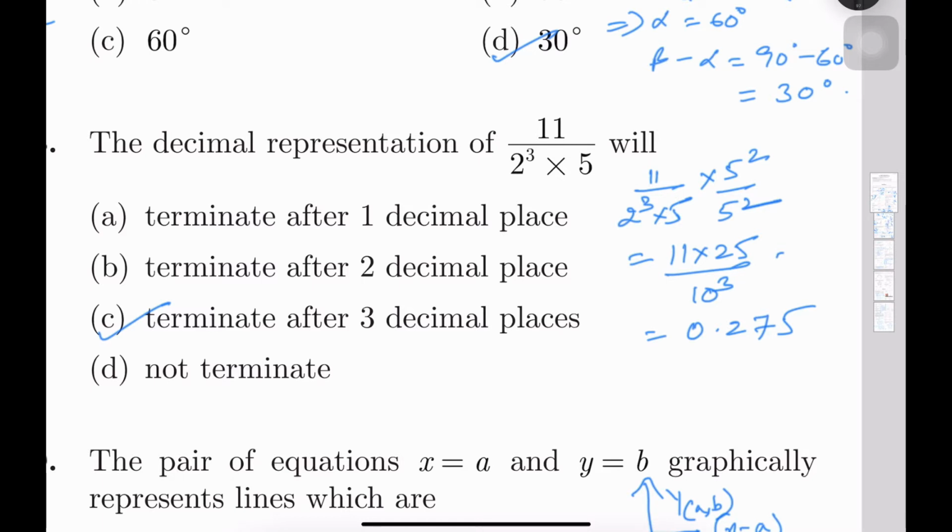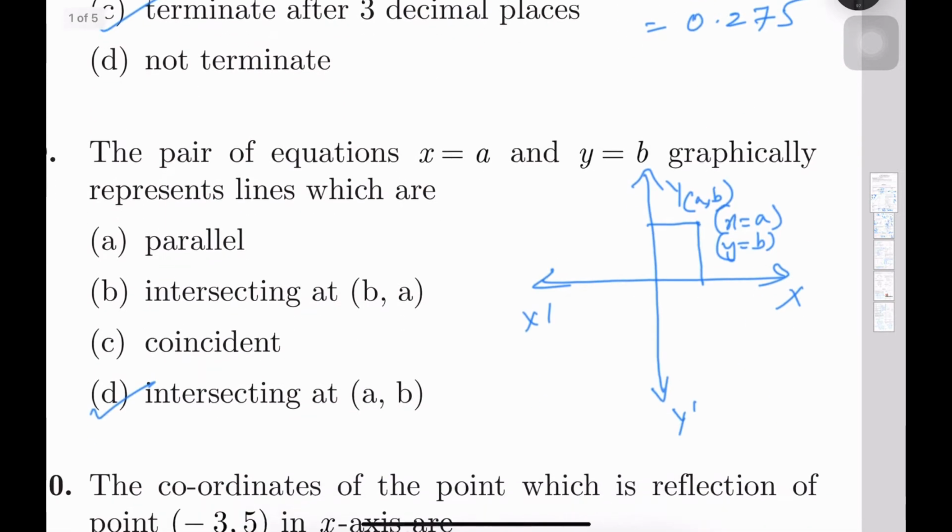So therefore here we have to multiply to make the powers equal of 2 and 5. We have to multiply it by 5 square. So you are multiplying it, so you get your 10 cube, that is 1000. So 275 divided by 10 cube, that is 1000, you are getting the answer as 0.275. So that is, it terminates after 3 decimal places.